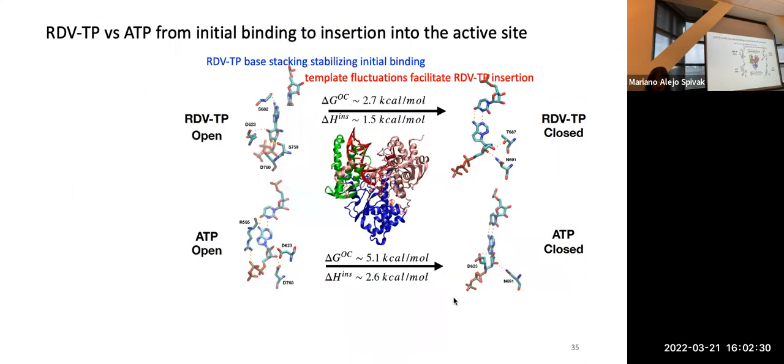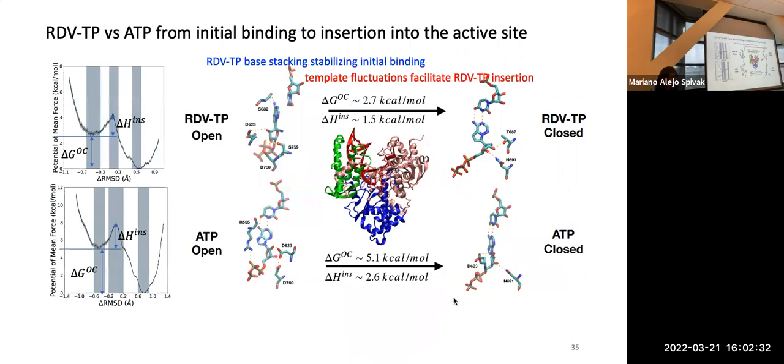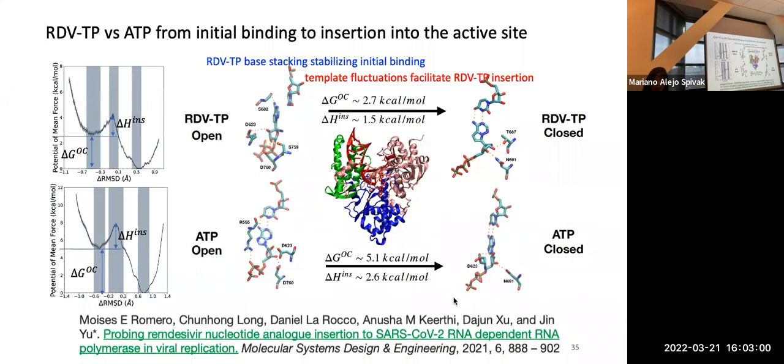Okay, so in summary, comparing RTP insertion with ATP, where ATP is the substrate, the two are very similar to each other. Initially they form stacking, and with sufficient fluctuation of the template, they can insert with an energetic barrier even lower than ATP. So this is pretty much what we got recently.